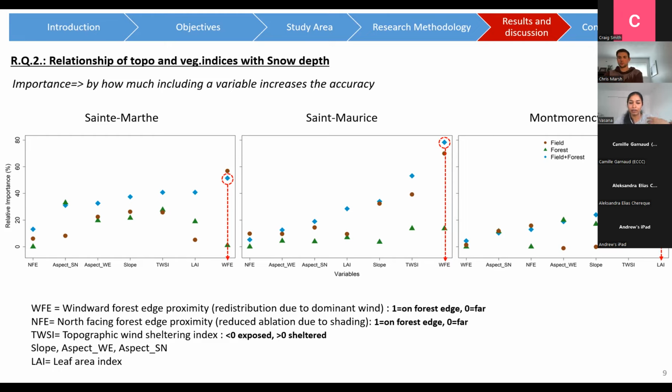But when we model the field and forested areas independently, we see the order of the variables change to some extent. For instance, in Saint Mark, in the forested area, south-north aspect seems to have the highest influence on the forest snowpack, whereas in the field, it still seems to be the windward forest proximity, which indicates the different processes influencing the snow depth variability in field and forested areas.